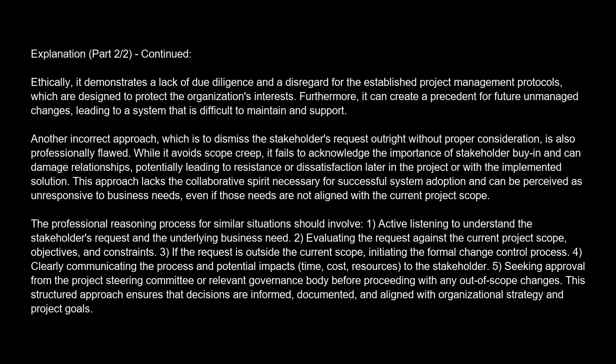The professional reasoning process for similar situations should involve: 1. Active listening to understand the stakeholder's request and the underlying business need. 2. Evaluating the request against the current project scope, objectives, and constraints. 3. If the request is outside the current scope, initiating the formal change control process. 4. Clearly communicating the process and potential impacts, time, cost, resources, to the stakeholder. 5. Seeking approval from the project steering committee or relevant governance body before proceeding with any out-of-scope changes. This structured approach ensures that decisions are informed, documented, and aligned with organizational strategy and project goals.